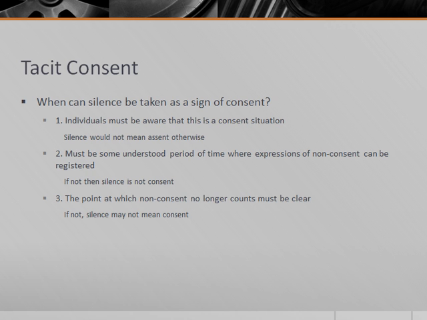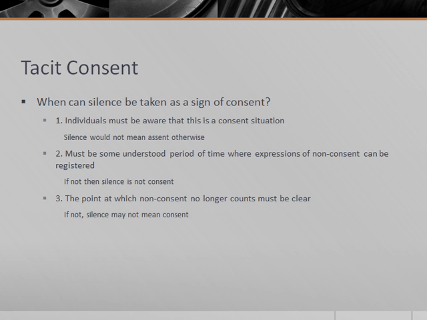Otherwise, silence would not mean assent, and I talked about the awareness condition when I talked about students who might be asleep or not paying attention. There also has to be some understood period of time when expressions of non-consent can be registered, right? So it has to be clear how much time you have. Because, of course, if I say all those who object, object now, that sort of gives you a time frame. But if somebody starts objecting 2 hours later, it just doesn't seem like their objection now suddenly counts when no one else is around and the class was dismissed.